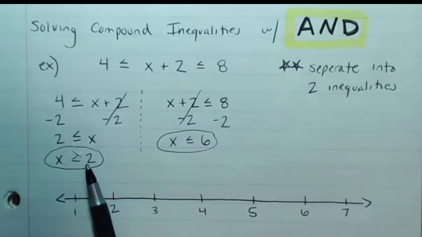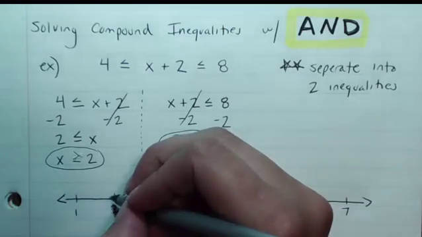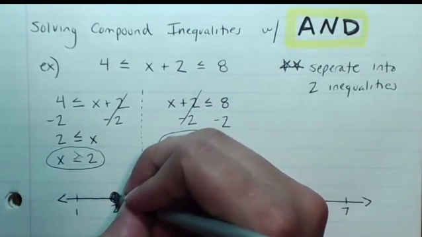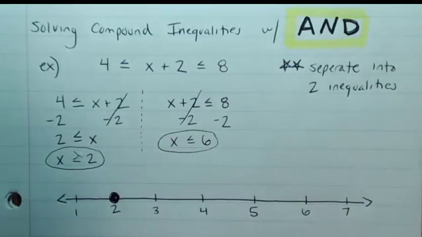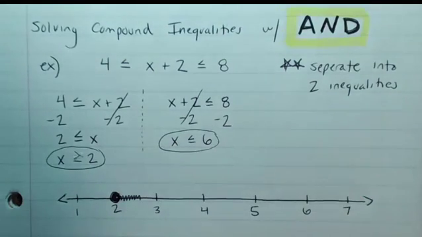X is greater than or equal to 2. So is this an open or closed circle on the 2? You should have said closed circle because of that equal to bar. And if x is greater than 2, which numbers would make sense, 1 or 3, 4, 5, 6? If x is greater than, I'm shading this way. I'm just going to shade a little bit right now.